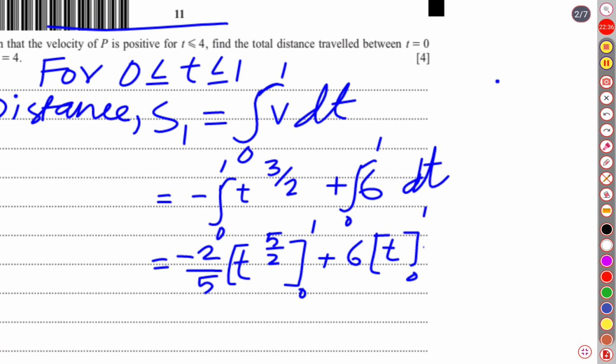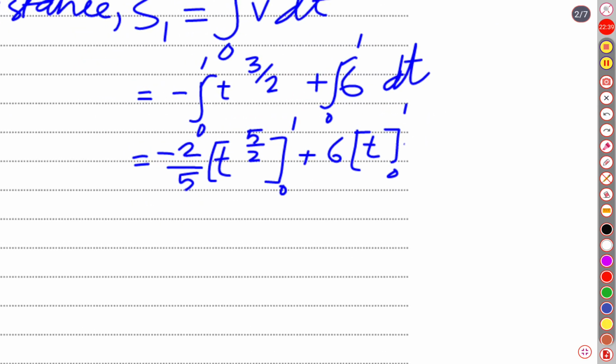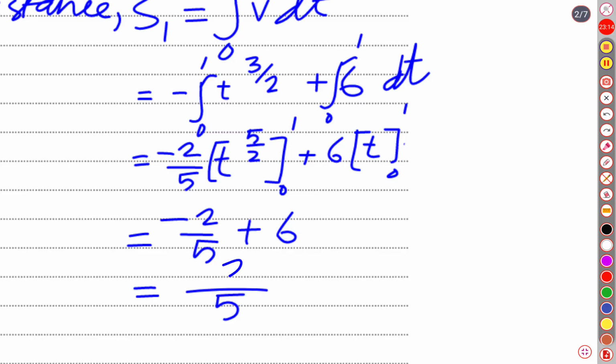Okay, so let us calculate this. After calculation, it is going to be, look, negative 2 over 5 into 1; whatever the exponent on 1, it is 1. So it's going to be just 2 over 5. For 0, there is no value. And if we consider t equal to 1, it is going to be 6. So finally, what is it going to be? 5 sixes are 30 minus 2, so 28. It is 28 over 5 for the first phase. Now for the second phase.